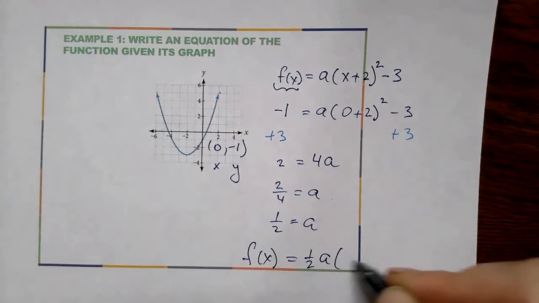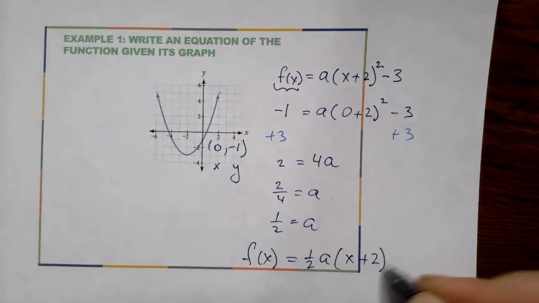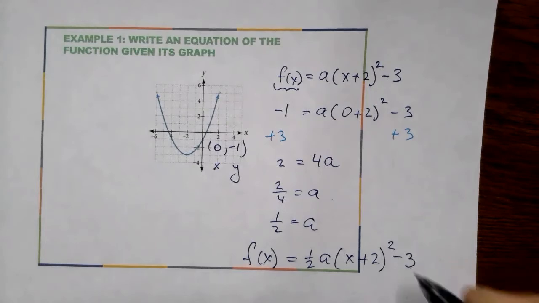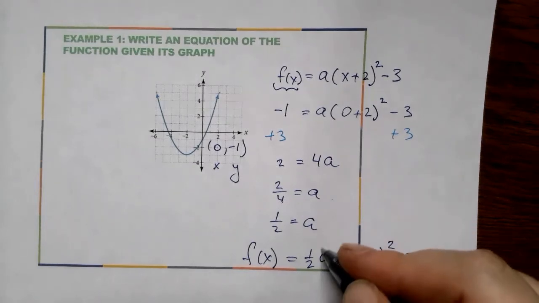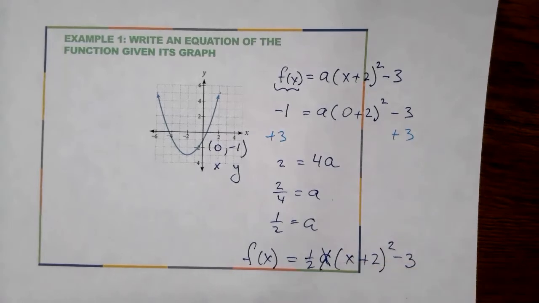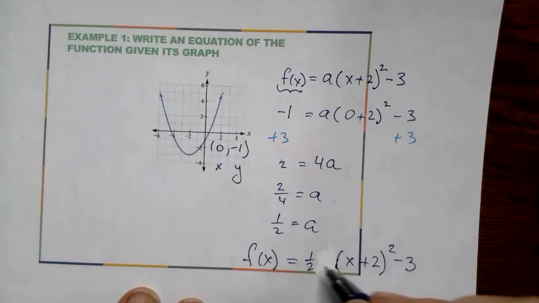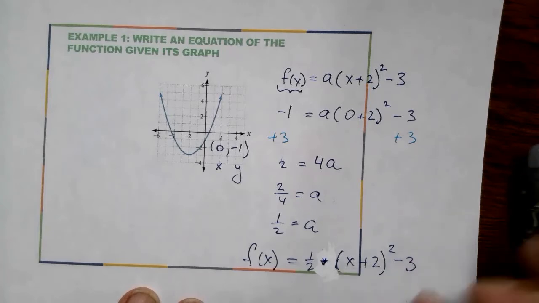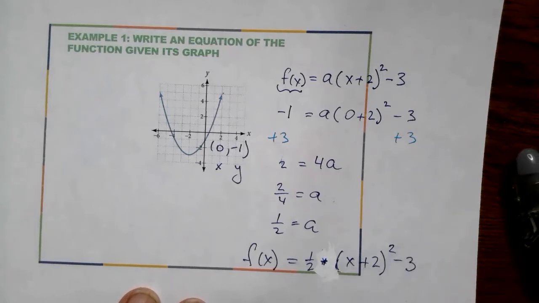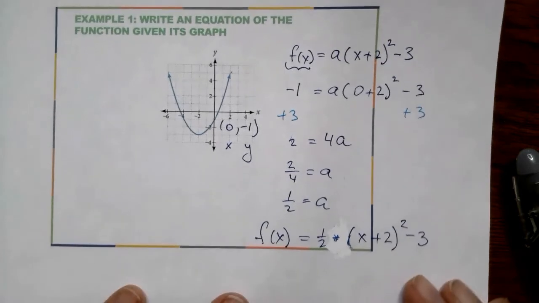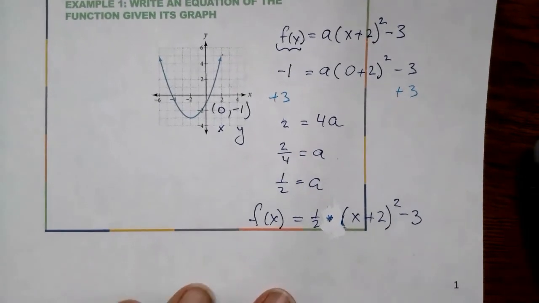1/2 a (x plus 2) squared minus 3. Sorry, no a. Just, we get f of x equals 1/2 times (x plus 2) squared minus 3. Now, that's the standard form of our equation.